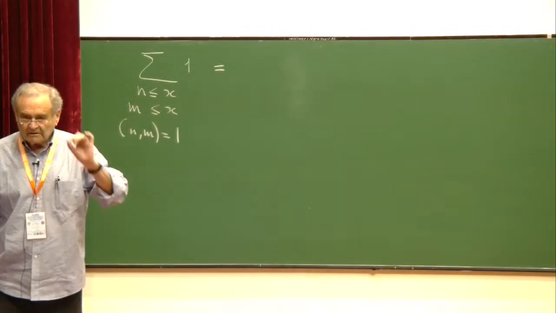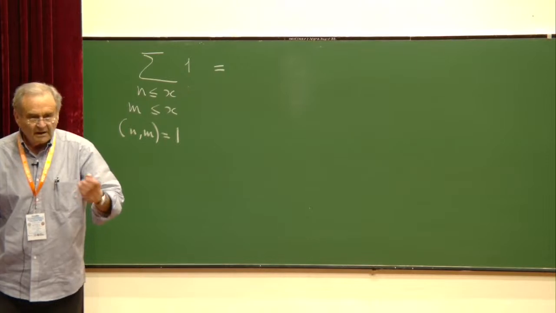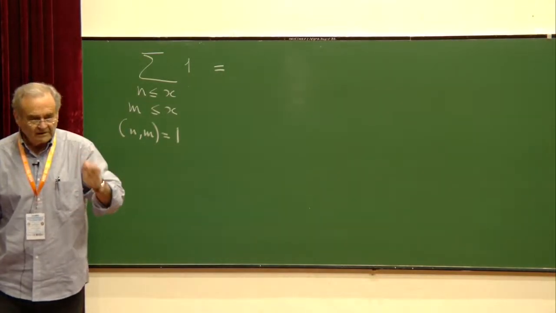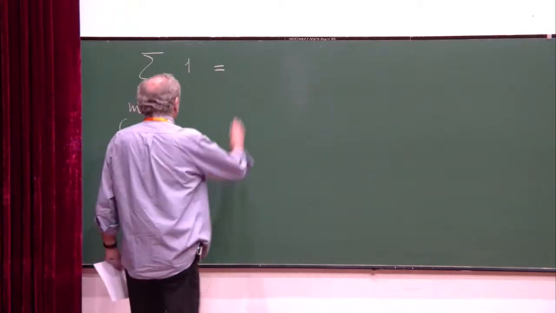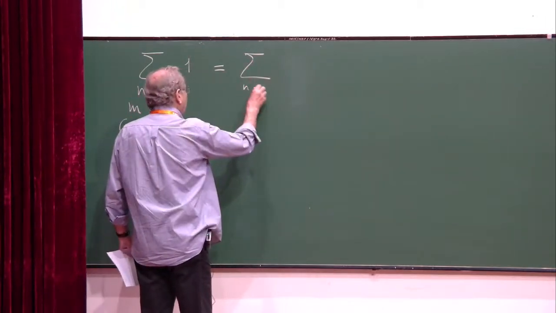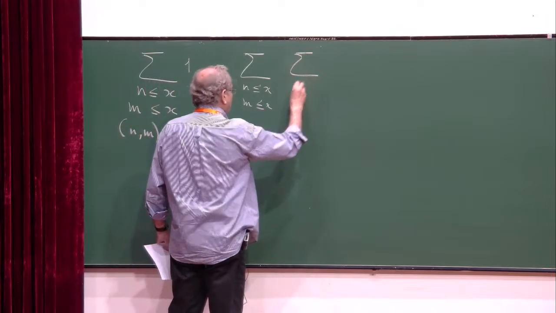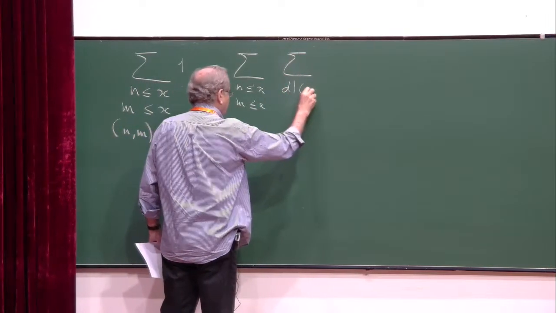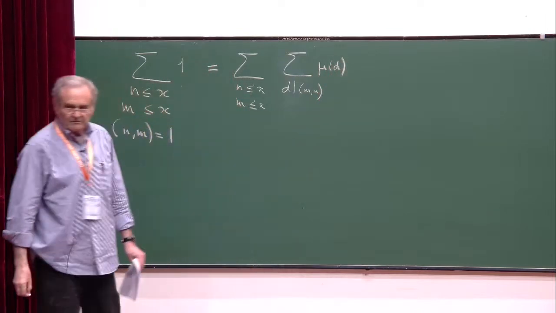Number, and if the number is 1, then it is the inclusion principle. If it is 1, you get a 1, and otherwise you get 0. So it's a good way to count that. So what you are doing is you are summing n and m up to x, and then you are summing when d divides the GCD of m, n of mu of d. This is the same thing.